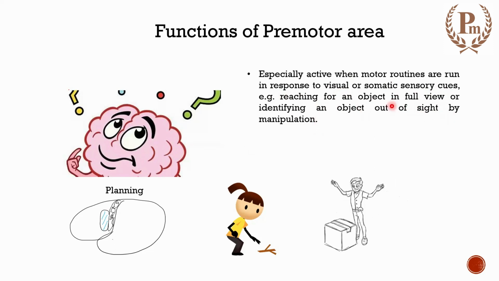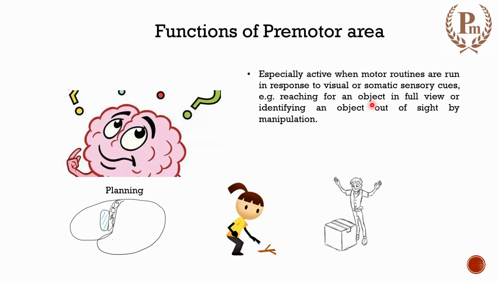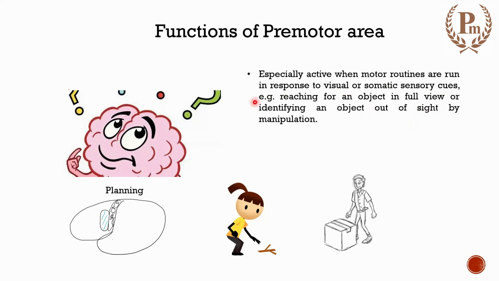So it means that you got some sensation. Okay, you were walking, and somebody touched you. You are not seeing that person, but you could feel that somebody has touched you at your back. So what do you do? You just turn back and try to look at him. So you try to look at that part. So that is what it is saying, identifying an object out of sight by manipulation.